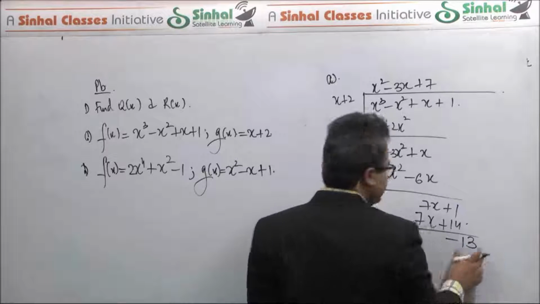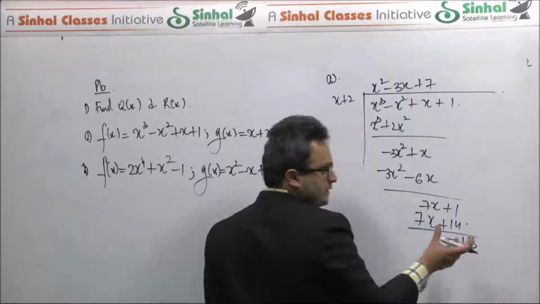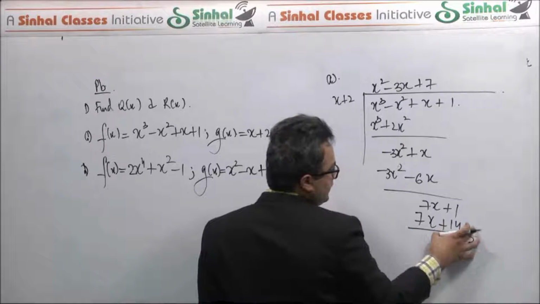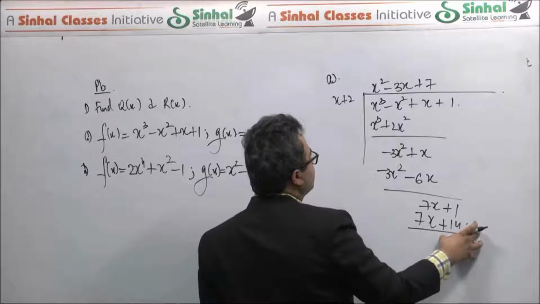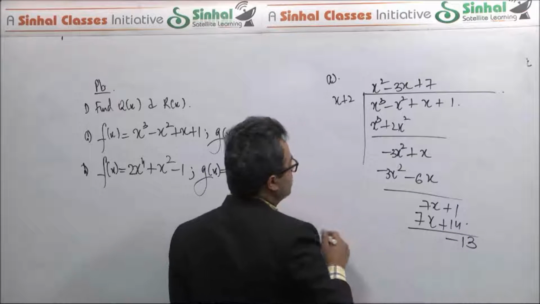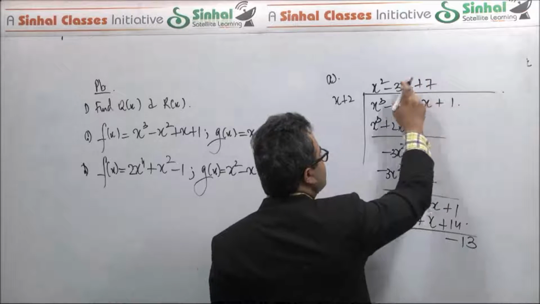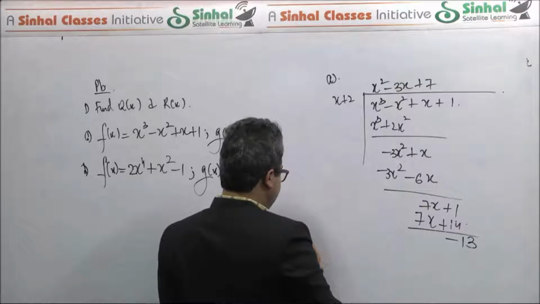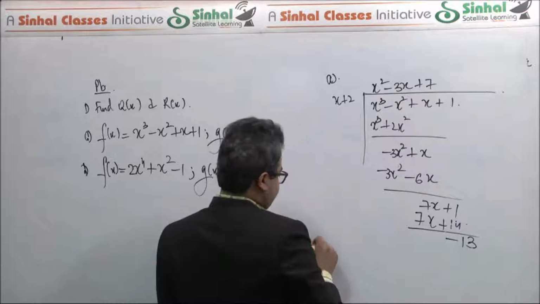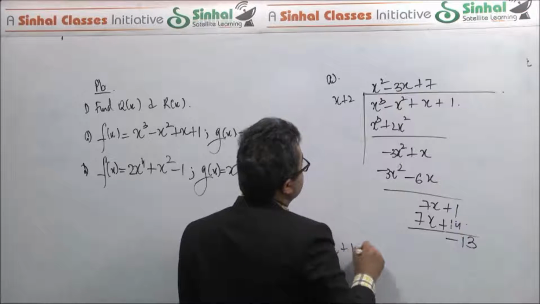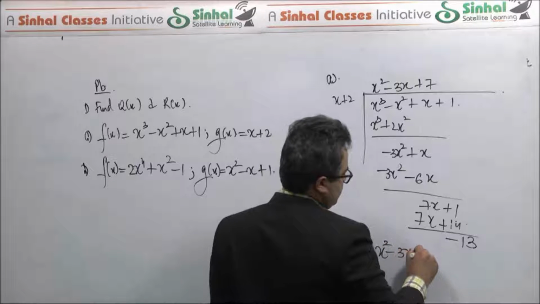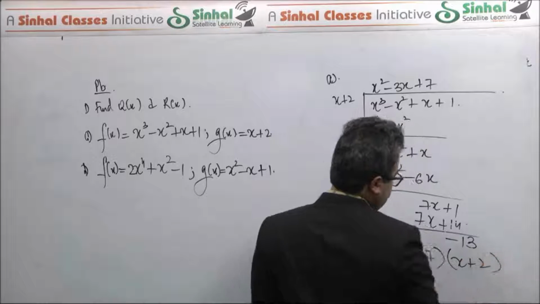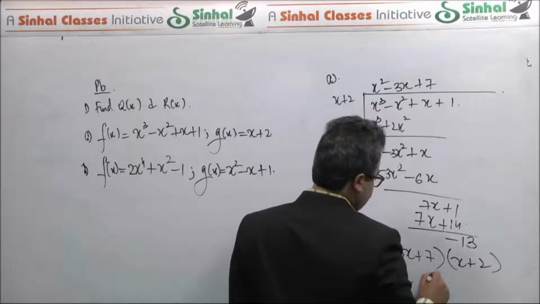So the remainder at this stage, obviously your division will have to stop, because you've reached a point where this expression has a degree less than the divisor, so the division cannot go further. So finally our analysis is that the quotient is this polynomial and the remainder happens to be minus 13. So an identity which we can express is that, again, f(x) is q(x) into g(x) plus the remainder.